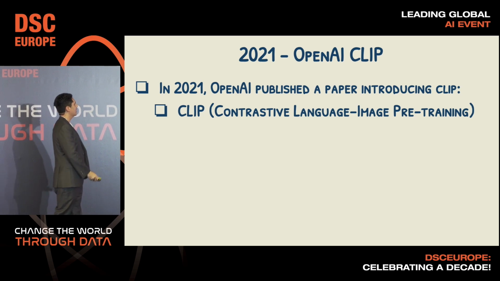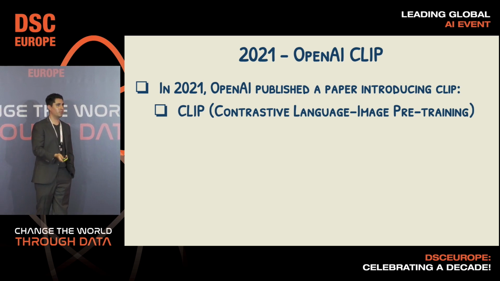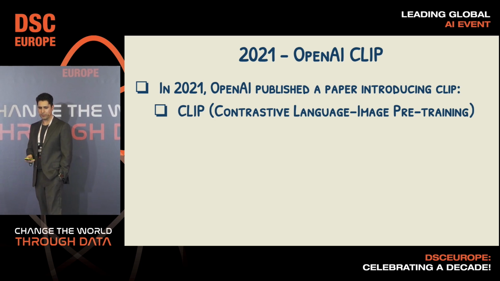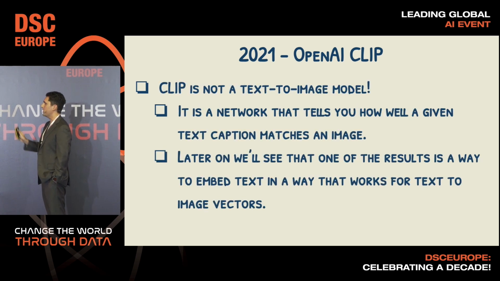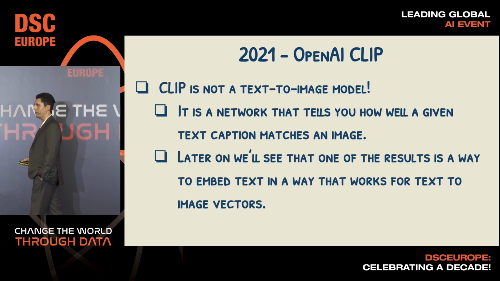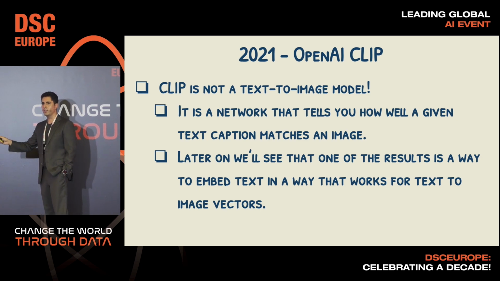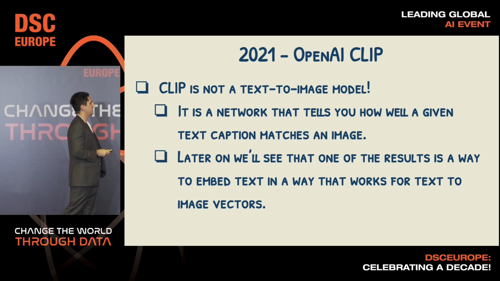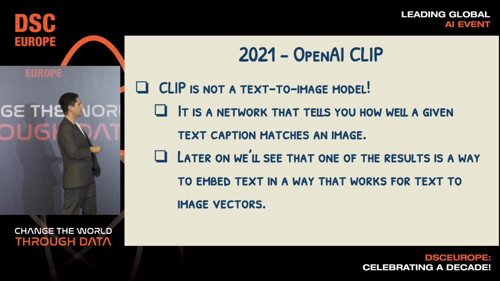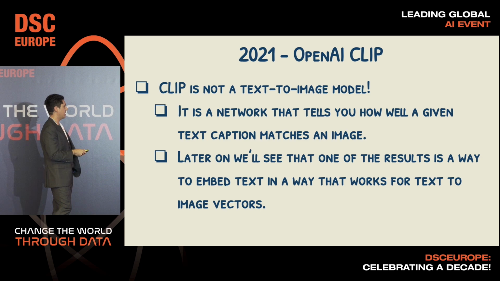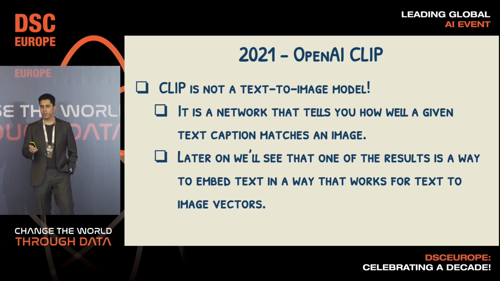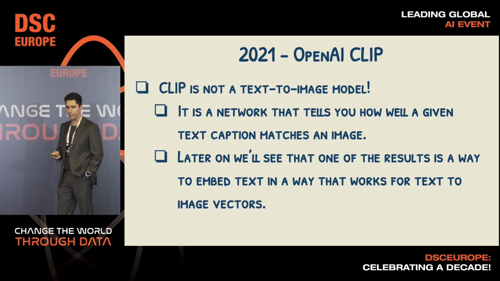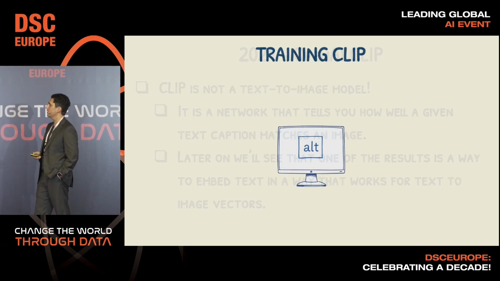So in 2021, which on the scale of AI is like ancient history now, which is kind of crazy, OpenAI publishes a paper that introduced CLIP, which you may have heard of. It stands for Contrastive Language Image Pre-training. And to be clear, CLIP by itself is not a text-to-image model, but it's going to be a component that we're going to use to build out our final big text-to-image model. Really, all it is is a network that tells you how well a given text caption matches an image. And later on, we'll see that one of the results is going to be a way to embed text that works for text-to-image vectors.